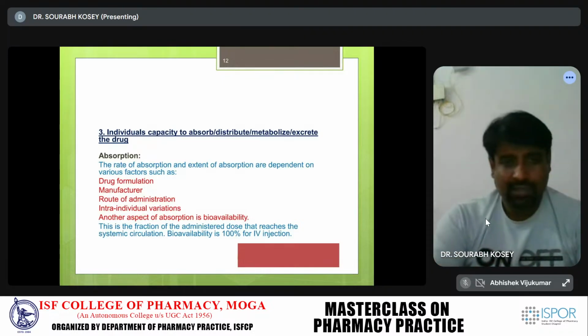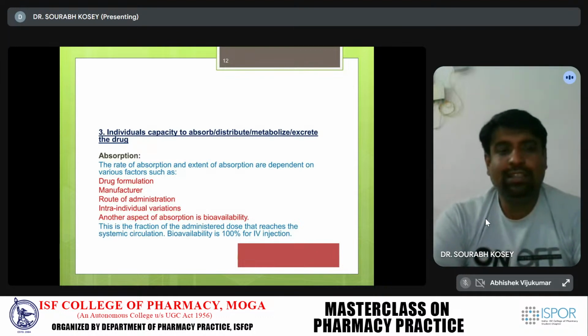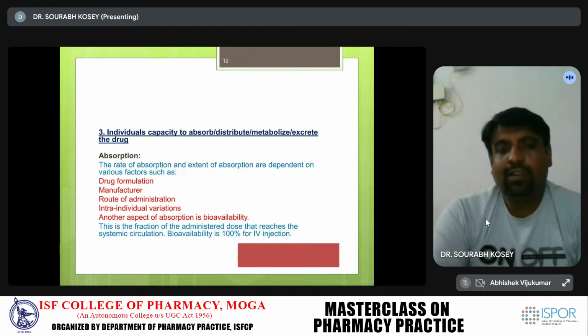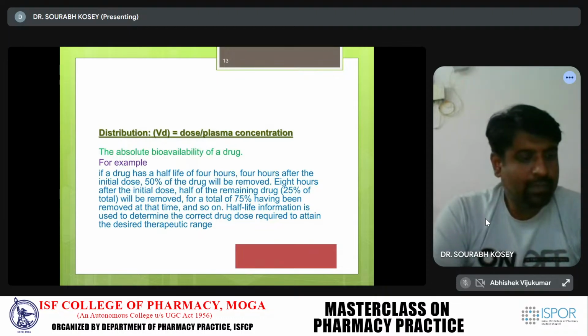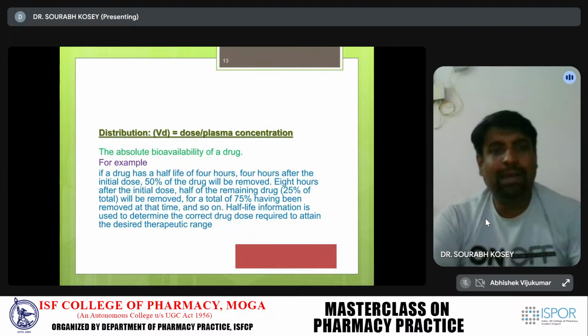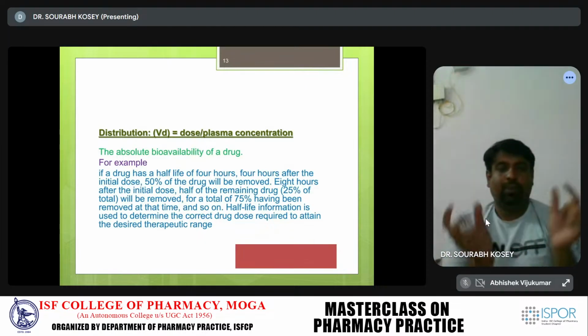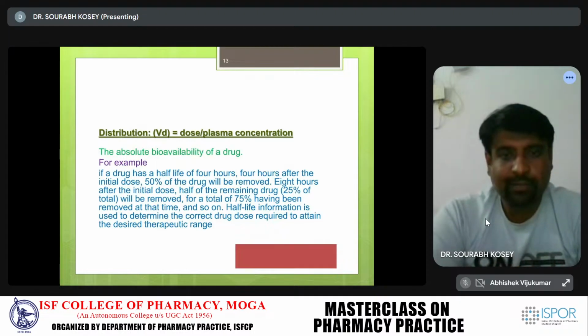So the T-half. What happens is the fraction of the administered dose that reaches the systemic circulation; bioavailability is 100% for IV injection. Then distribution, volume of distribution, dose by plasma concentration. So the absolute bioavailability of a drug. By this bioavailability, the expiry date of the medicine is fixed.